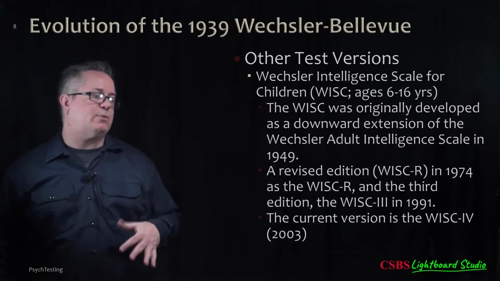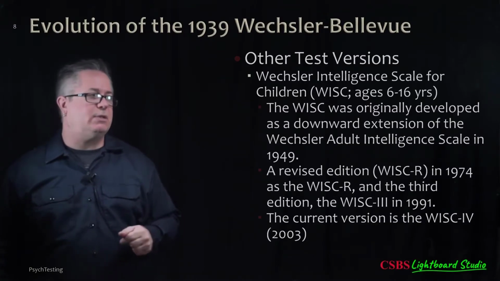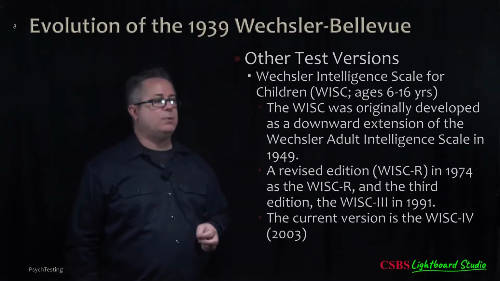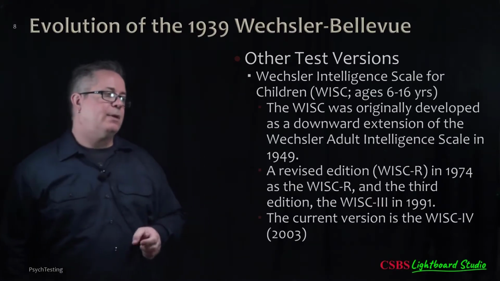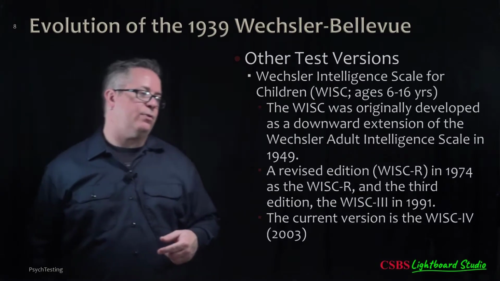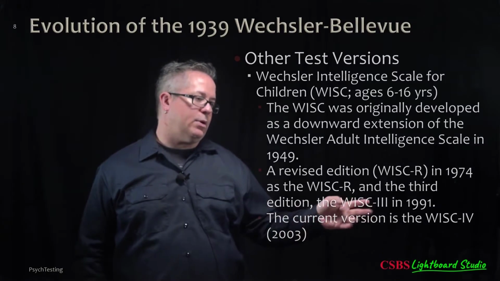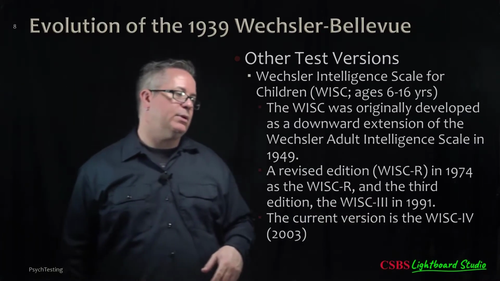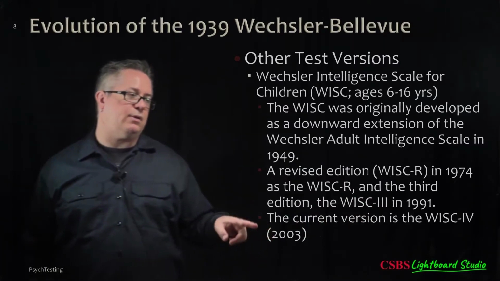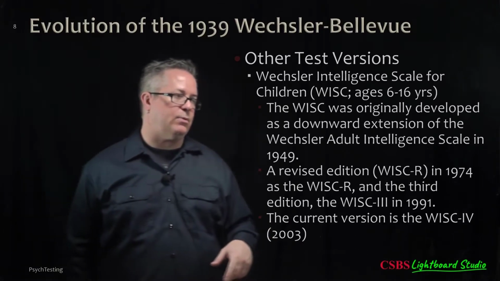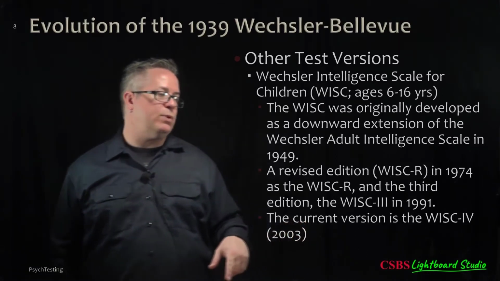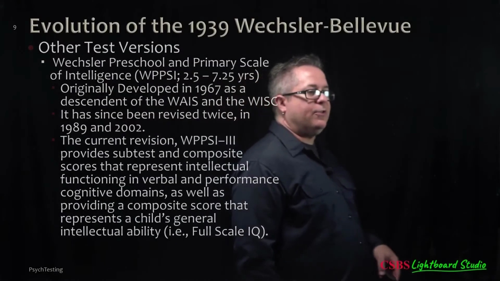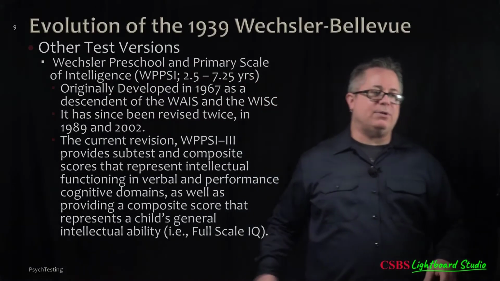So the WISC was for ages 6 to 16. It was originally developed as a downward extension of the Wechsler Adult Intelligence Scale in 1949, a revised edition in 1974, and there was an accompanying 1991 revision, and there's a current 2003 version that may have been updated since then. I don't have it in here, but the current version is the WISC-IV, at least at this point. Then they also had the Wechsler Preschool and Primary Scale of Intelligence.